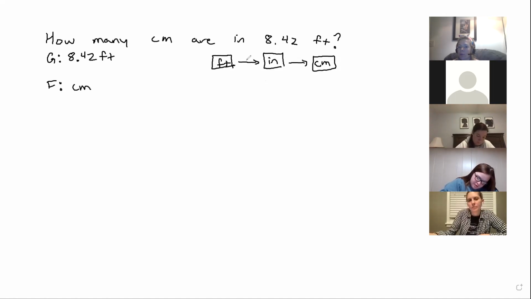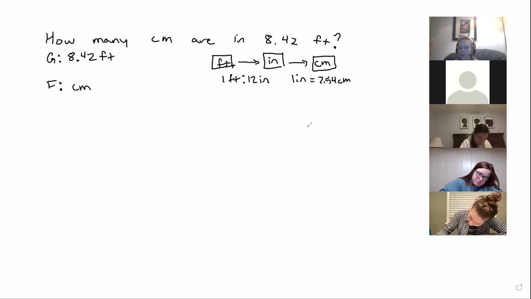What's the relationship between feet and inches? We already know this, right? 1 foot is equivalent to 12 inches. And then what's the relationship between inches and centimeters? This is probably a new unit conversion for you, but it's on that formula sheet and you're going to see it quite often. 1 inch is equivalent to 2.54 centimeters. You can trust me on that.